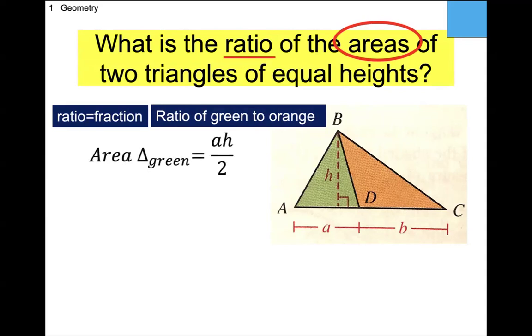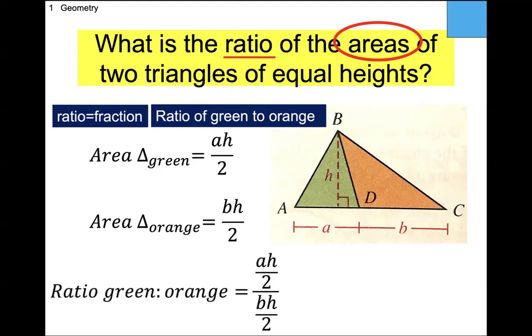So the area of the green would be base times height divided by 2. And for the green one, notice the base is A and the height is H. So the area is AH over 2. Area of the orange one, the base is B, the height is still H. Remember, both triangles have the same height, divided by 2. So if I do a ratio of green to orange, that would be the green fraction over the orange fraction, a big ugly fraction right here.